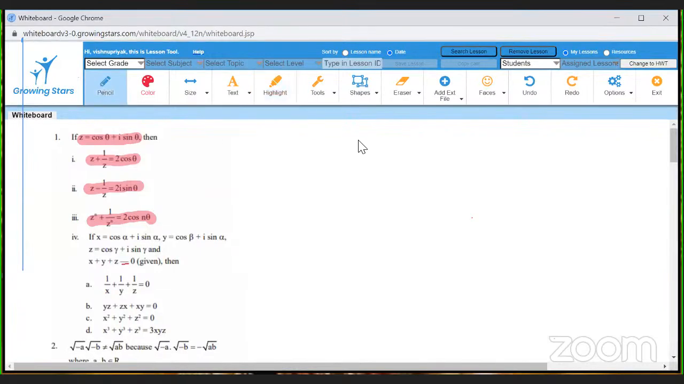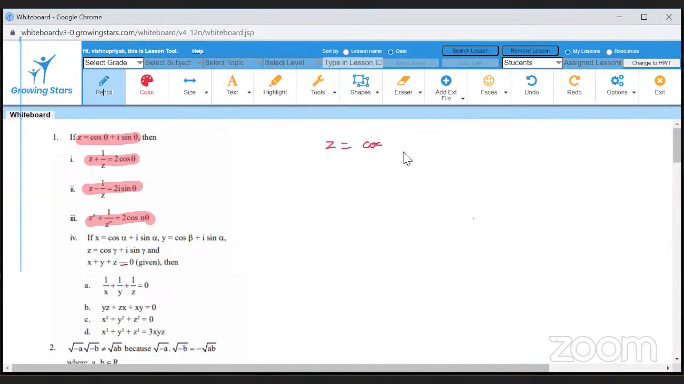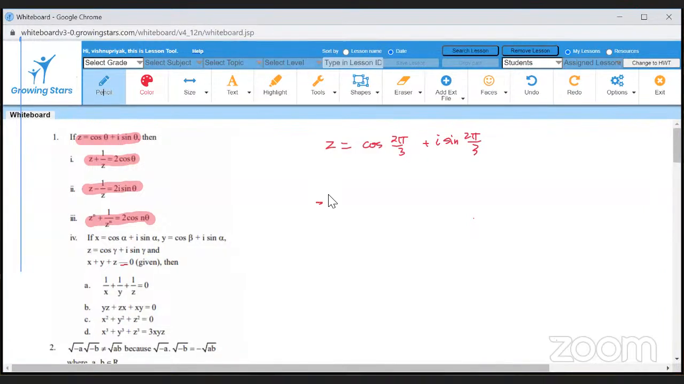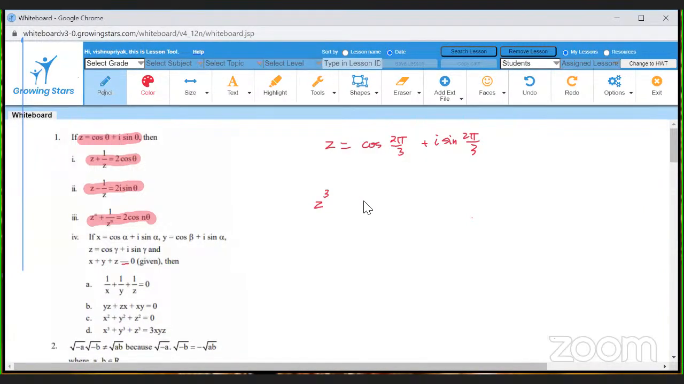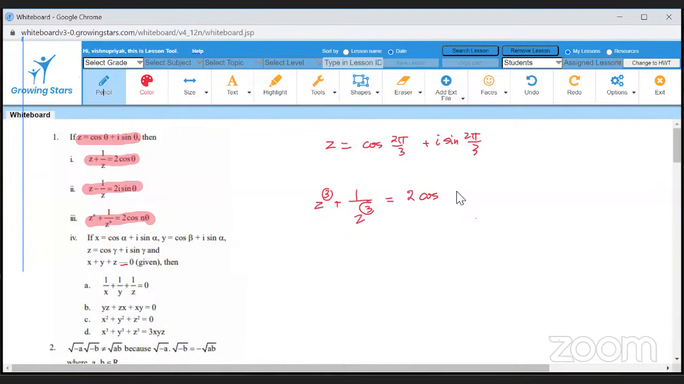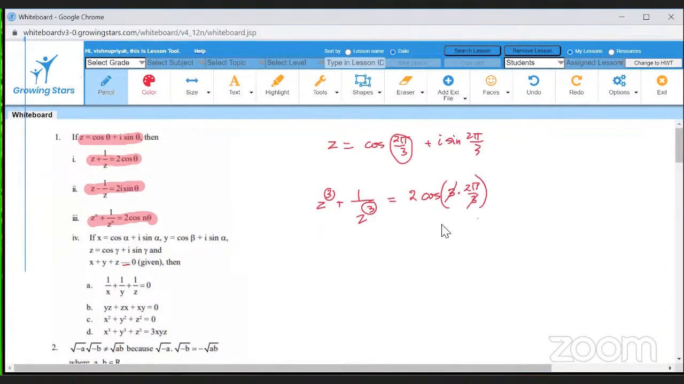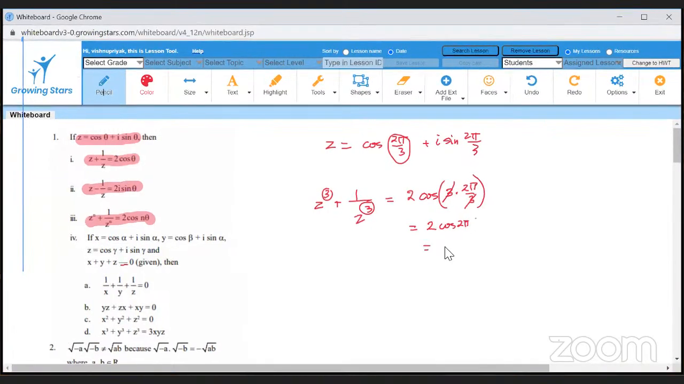How they will ask you in the questions, I will tell you. They will give you Z as cos 2 pi by 3 plus i sin 2 pi by 3. Then they will ask, what is Z cube plus 1 by Z cube? Then you write 2 cos n theta, where n is 3 and theta is 2 pi by 3. So 3 and 3 cancel. 2 cos 2 pi. Cos 2 pi is 1. So 2 will be the answer.